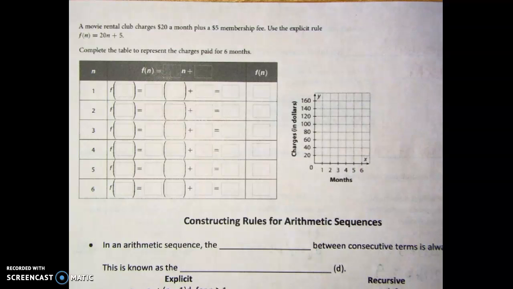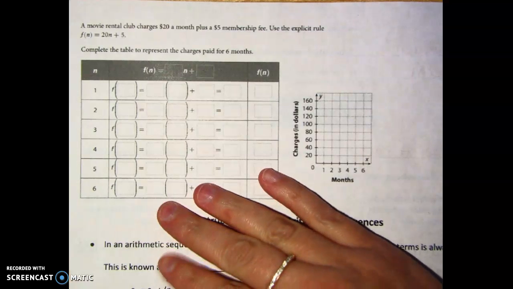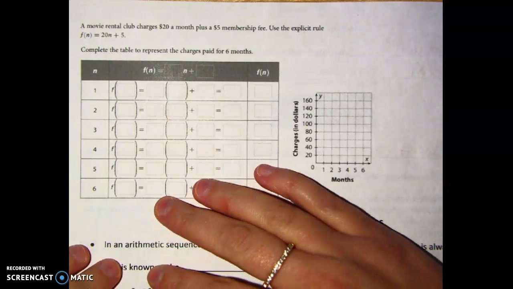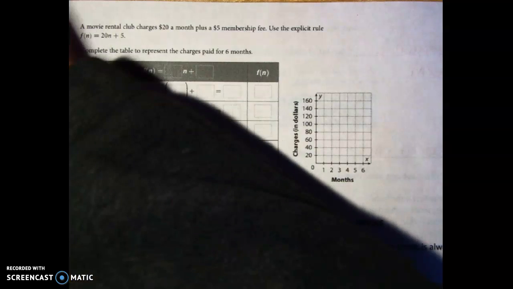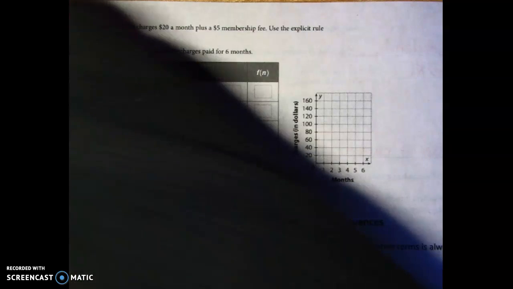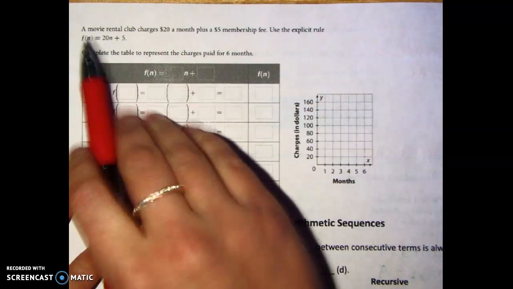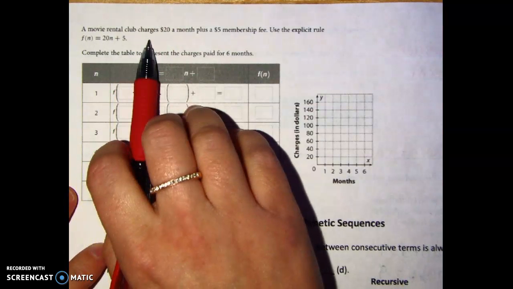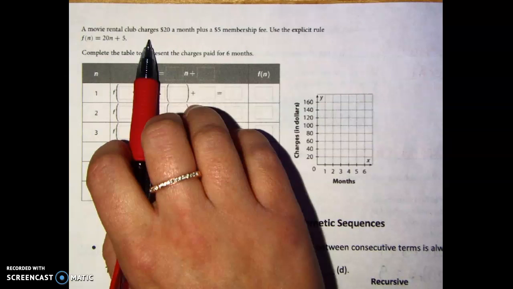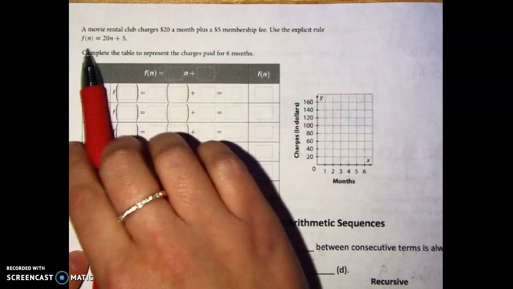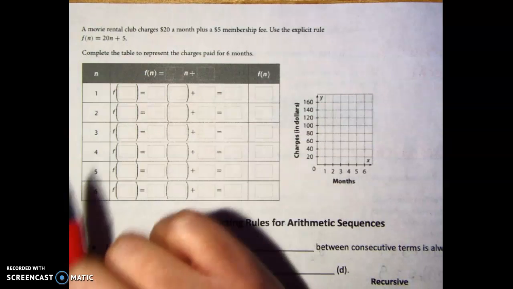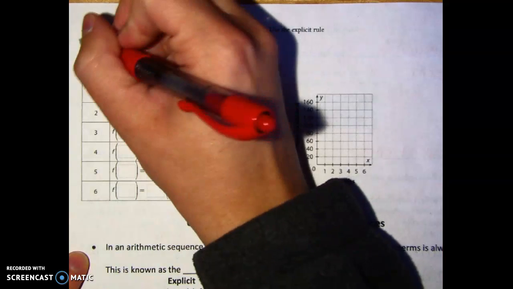Okay, so here we are for part 2 of the notes, and I'm going to have you fix some things because the book doesn't use the correct terminology. So up here it says a movie rental club charges $20 a month plus a $5 membership fee. Use the explicit rule, this lovely thing here, to finish it out. But instead of f of n, it should be a sub n.